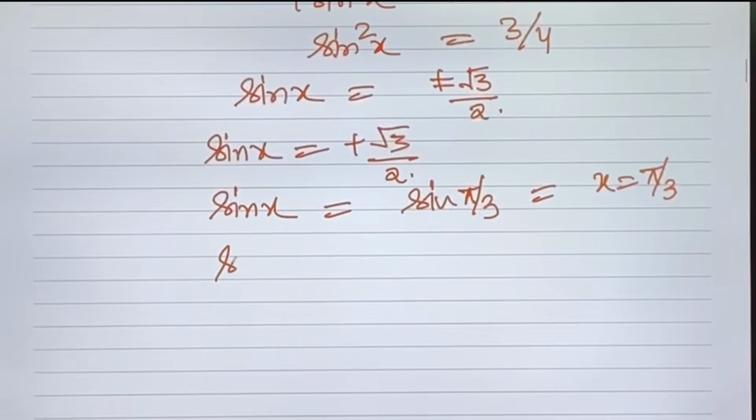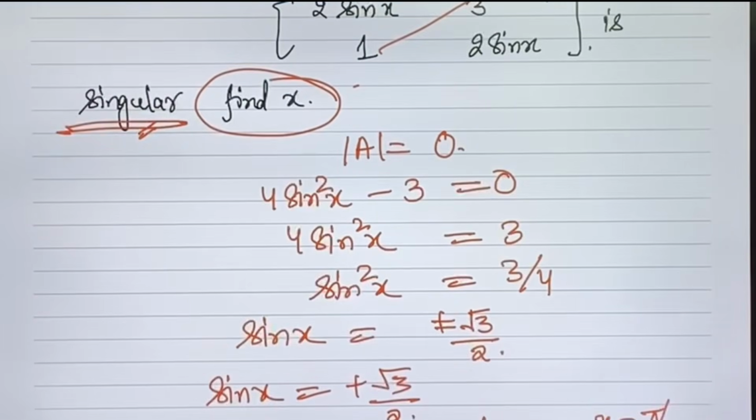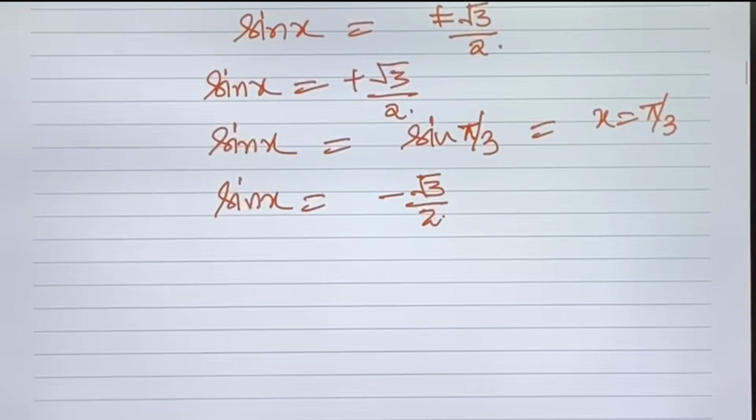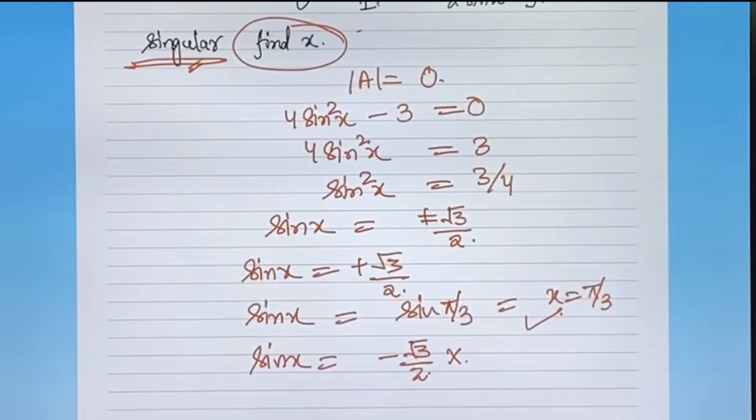Next is sin x is equal to माइनस रूट 3 बाय 2. माइनस रूट 3 बाय 2 का मतलब हो गया इट जम्प टू द थर्ड क्वाड्रेंट, और थर्ड क्वाड्रेंट यहां पर आपका है ही नहीं, तो आप क्या करेंगे, यहां पर ये वैल्यू इग्नोर करेंगे. तो दिस इज योर आंसर, x इज इक्वल टू पाई बाय 3.